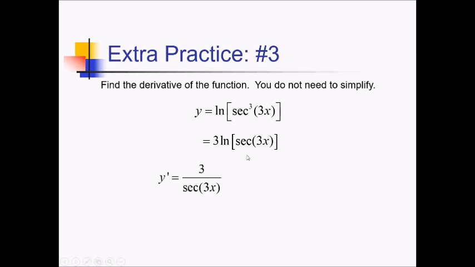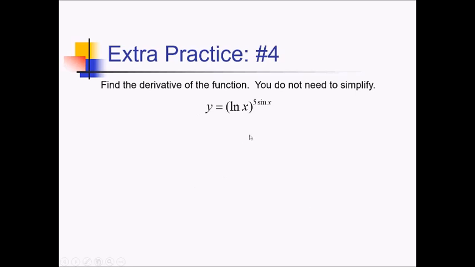Next, I have to take the derivative of secant of 3x. This is another chain rule. We have secant of something. Derivative of that is going to be secant of something tan of something. The something being 3x this time around. And then finally, we multiply by the derivative of 3x itself, the innermost function, giving us 3.